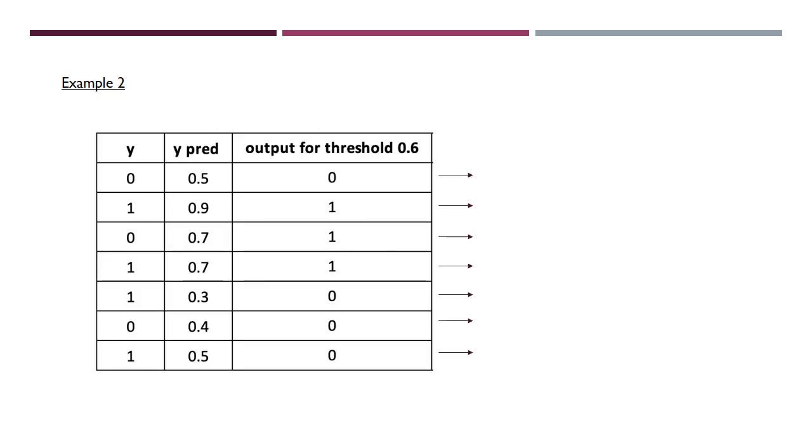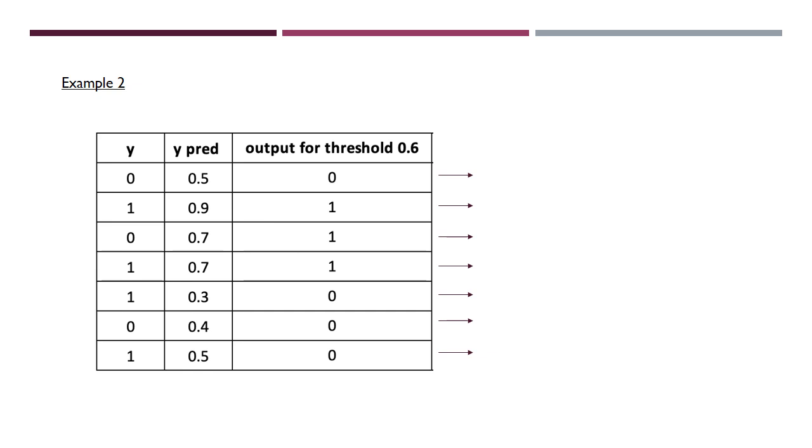Here is another example. For example, we have given the actual y, the actual label, and the predicted label. Suppose it is from some logistic regression model and is predicting probabilities, not actual values. So we have a threshold of 0.6, and using that threshold, we are classifying the predicted value into either of the two classes, 0 or 1. So if the value is 0.6 or above, we will classify it as 1, and if it is less than 0.6, then we will classify it as 0 class.